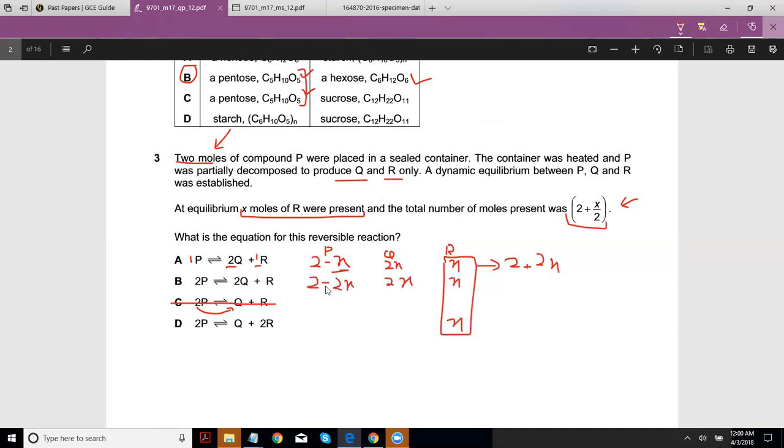So the other is a 1:1 ratio. And if you add this, these cancel. This is 2 plus x. This is not your answer. So your answer will be D, but let's do it anyways.